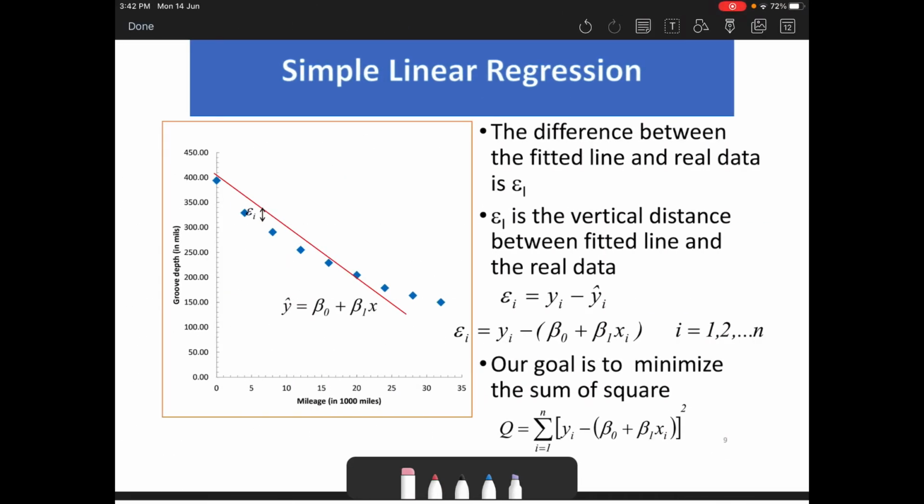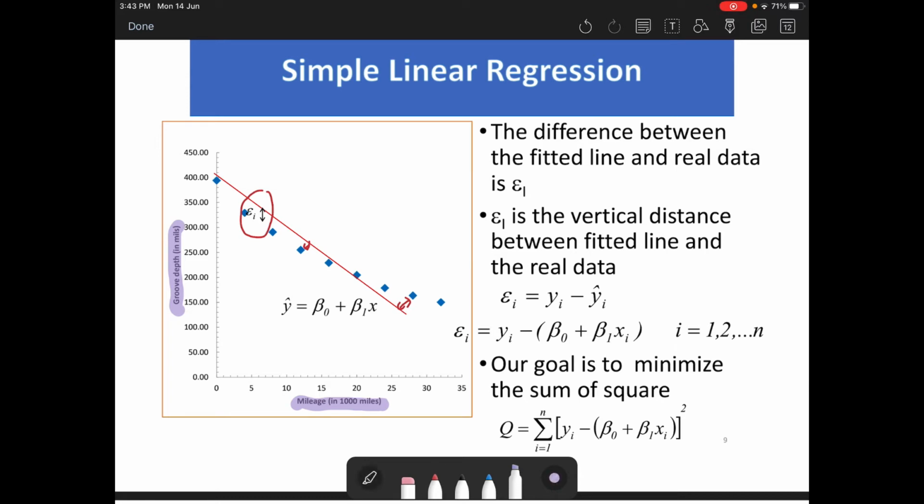Okay, here is the simple linear regression plot for the groove depth against the mileage. Okay, just a simple case like this. Okay, here I want to show how we get the best fitted line, the red line. Okay, to do so, we need to be able to minimize the residual here. Okay, the red line has to be as close as possible to the real data, for each data point. So that is the best fitted line.